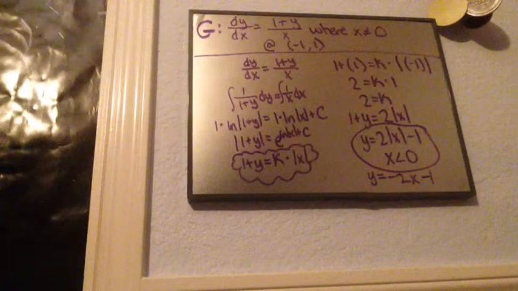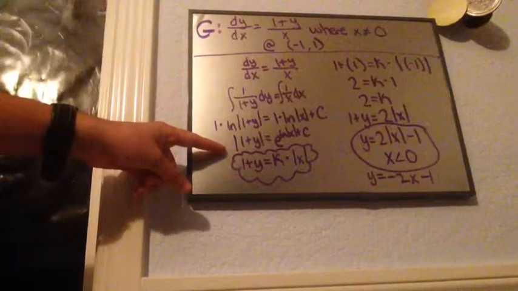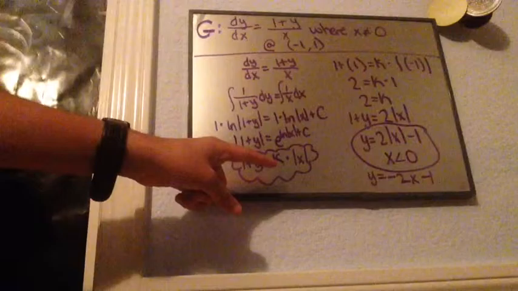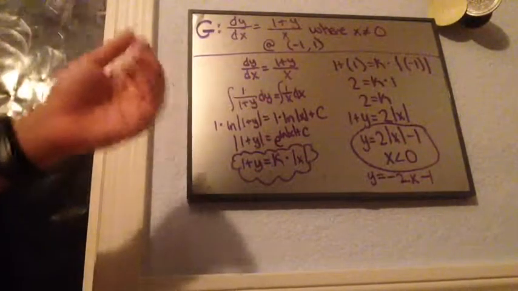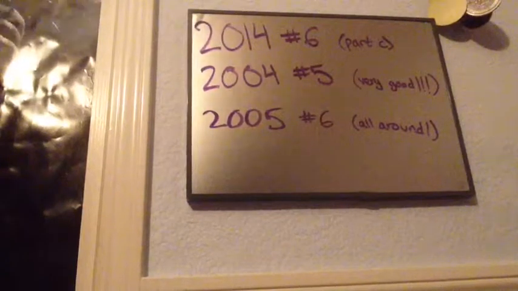And one thing that I forgot to say in the last part was, in this part of the problem, the reason we can drop those absolute value bars is because this constant is going to absorb the negative sign if it really is negative. So that's the explanation of this problem.